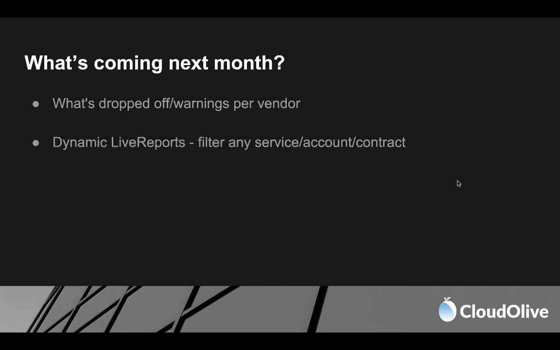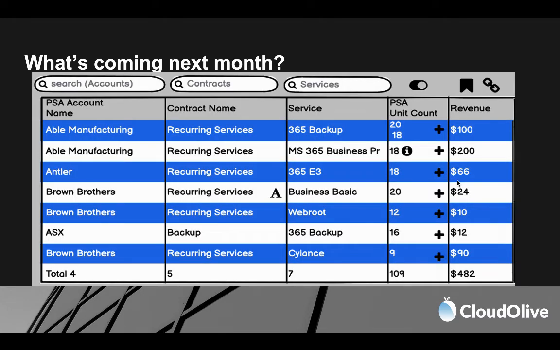Secondly, one we don't actually have built into the product yet, it's still in wireframe, but looking to be released early February, is dynamic live reports. We'll pull the information directly from the PSA and house everything to do with recurring service contracts, services, units, etc. via the search parameters at the top across accounts, contracts, and services. You can then do multiple accounts at once if you wish, or multiple services.